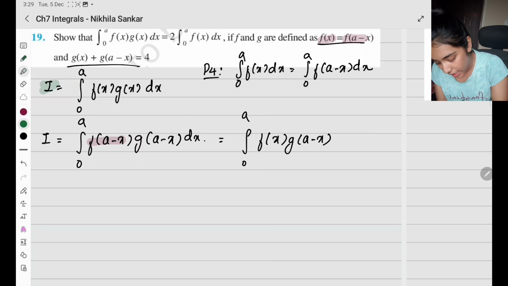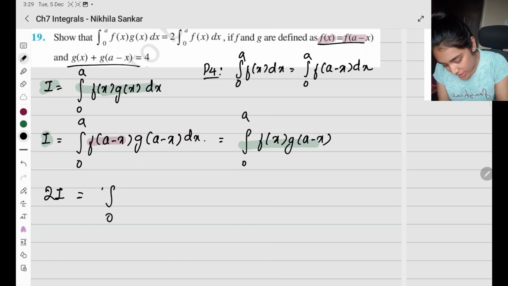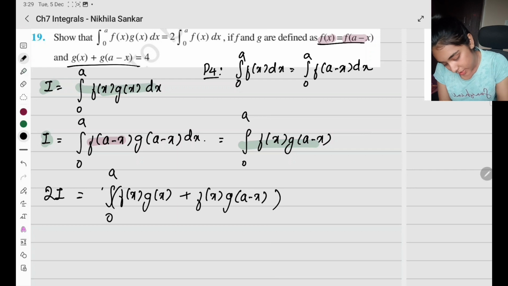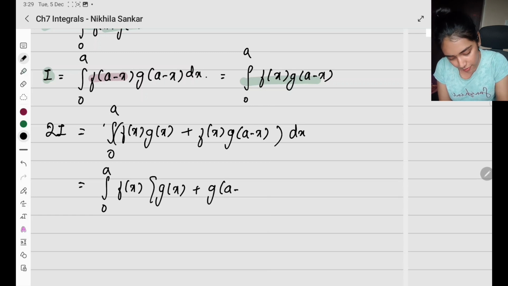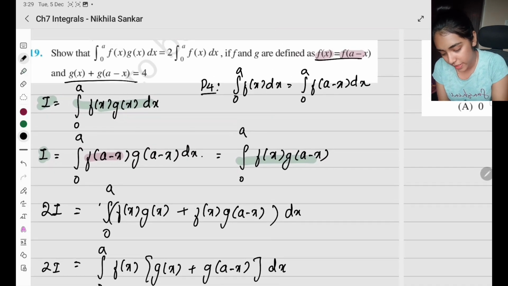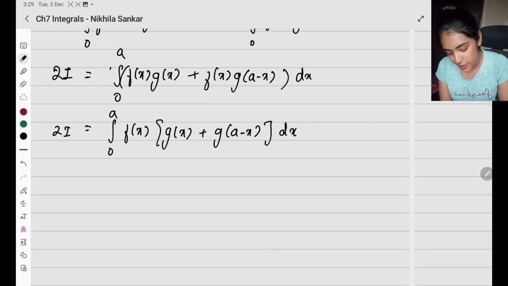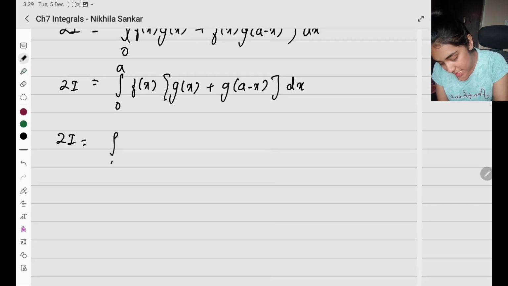Now I'm going to add I plus I equals this term plus this term. So LHS is going to be 2I equals, what is on this side, 0 to a f of x g of x plus f of x g of a minus x times dx. Taking f of x common, 0 to a f of x times g of x plus g of a minus x times dx equals 2I. g of x plus g of a minus x from the question is going to be 4. So when I apply the value, I have 2I equals integral 0 to a f of x times 4 dx.